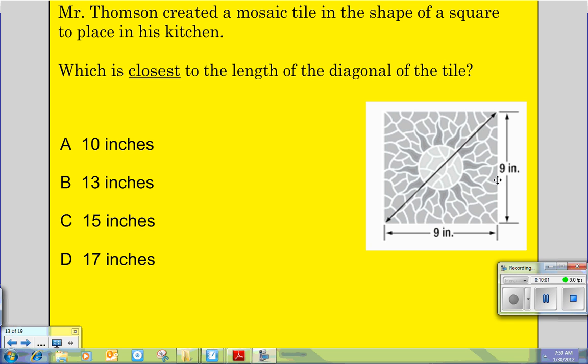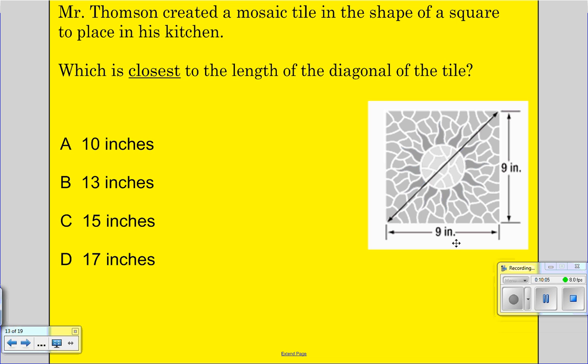So now we have sides of 9 inches and 9 inches. It doesn't matter which one gets labeled A or B in this case. So now we have A, B, and C. So now we have a squared plus b squared equals c squared. That gives us 9 squared plus 9 squared equals c squared. 81 plus 81 equals c squared.